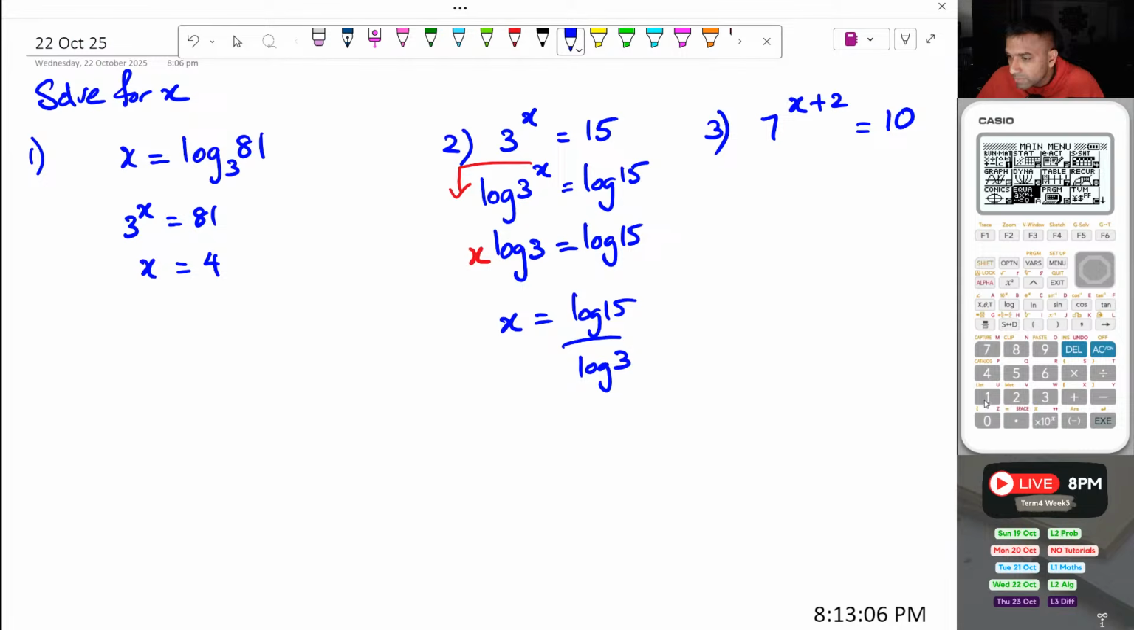So what I'm going to do is menu 1, and what was it? Option. Oh man, where is it? He said option, calc, and then log AB. All right, so there we go. That's going to be 3 and 15. We should get an answer of 2.4 something. There we go. So x is equal to 2.465.